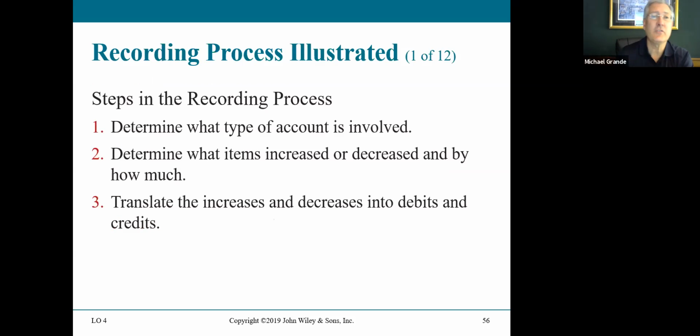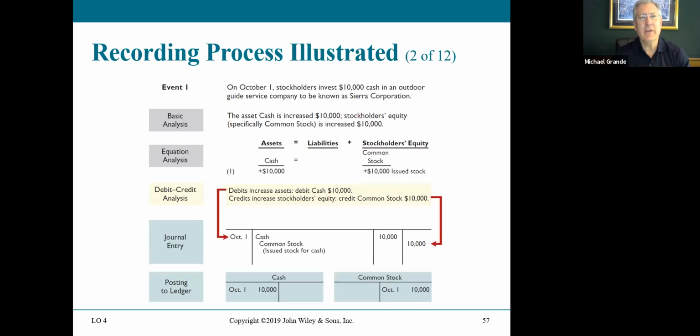Recording process steps. Determine what type of account is involved. Determine what items increased or decreased and by how much. Translate the increases and decreases into debits and credits. We sort of did a little bit of this already. So here is a transaction. Again, we've seen this transaction before. We're just expanding on it.